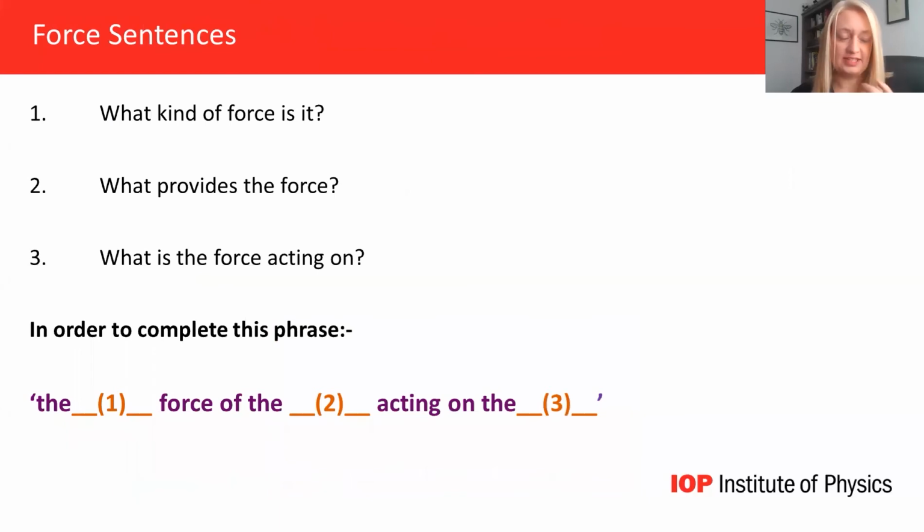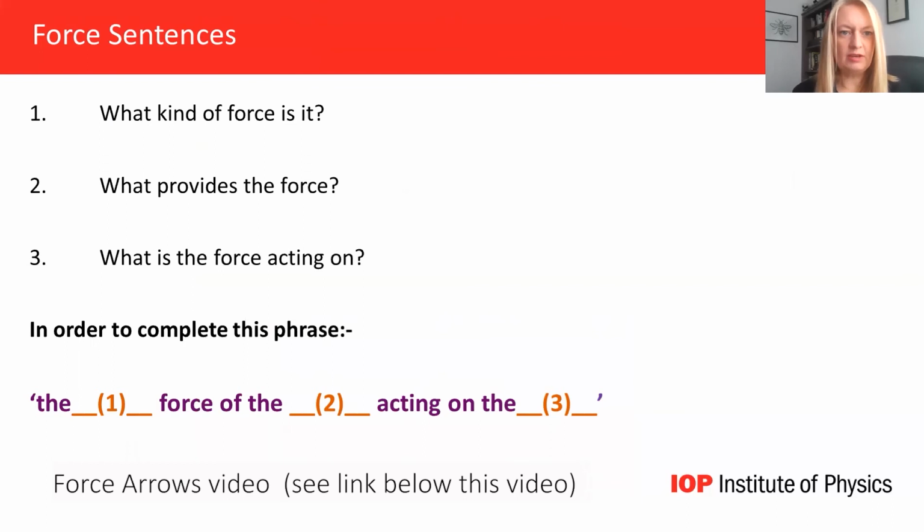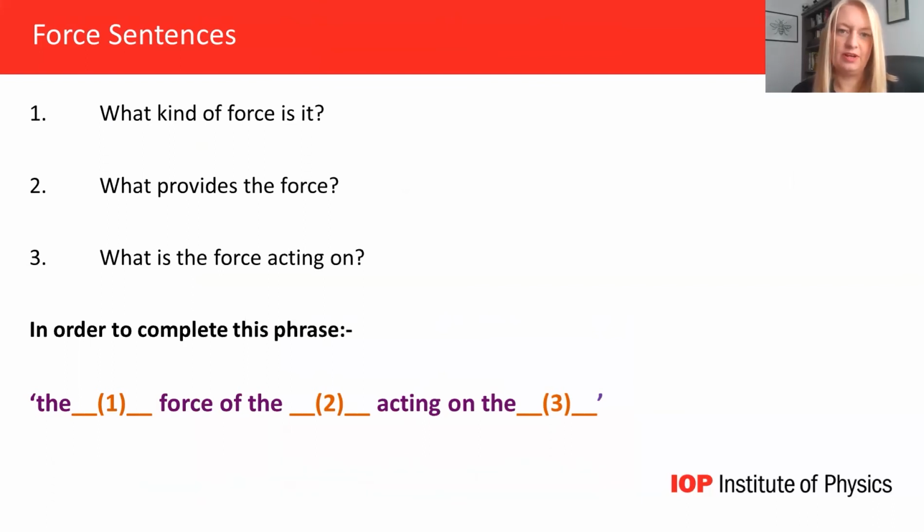So this is where force sentences, which we've met in a different video, can really help in this type of situation, where we're getting students to think about what kind of force we've got, what's providing the force, and what the force is acting on. We do that in order to be able to complete a phrase like the one below.